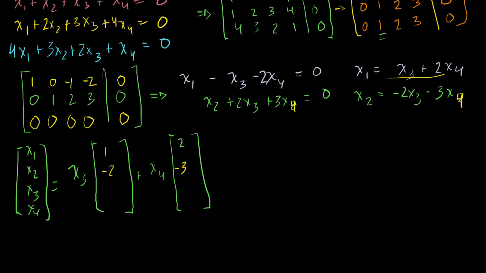And then what is x3 equal to? Well, it's just equal to 1 times x3. It's equal to 1 times x3 plus 0 times x4, right? x3 is equal to x3. And what's x4 equal to? It's equal to 0 times x3 plus 1 times x4.